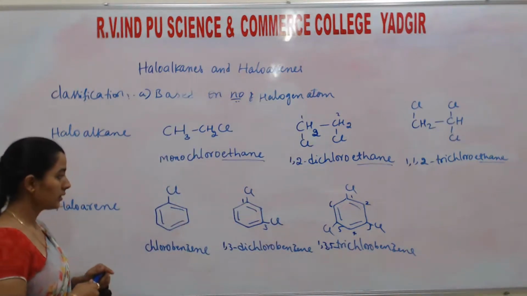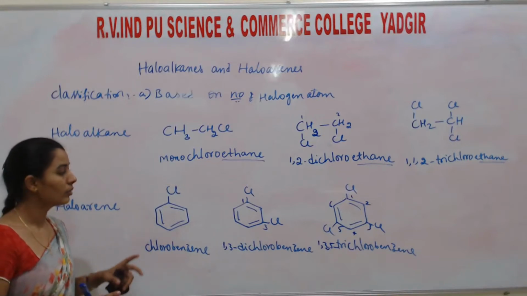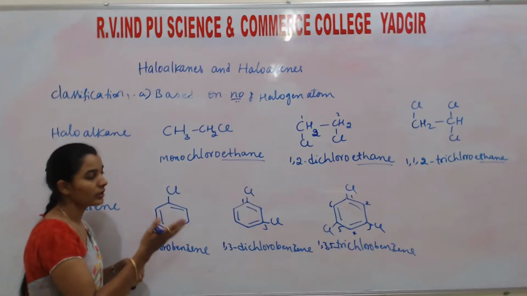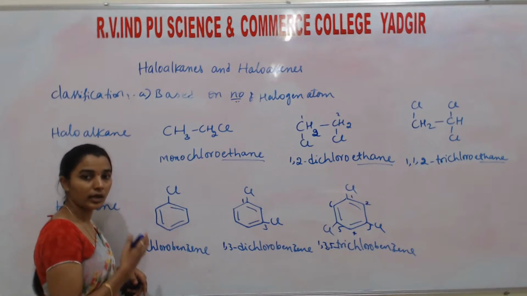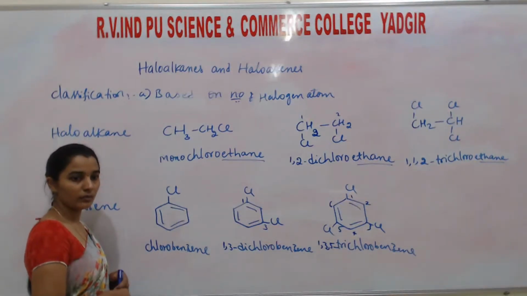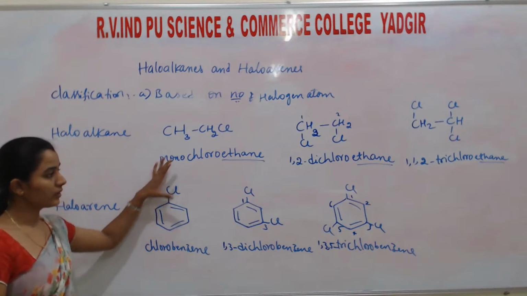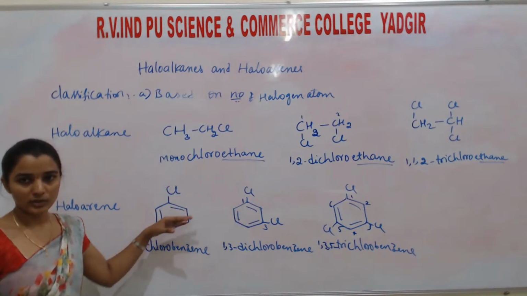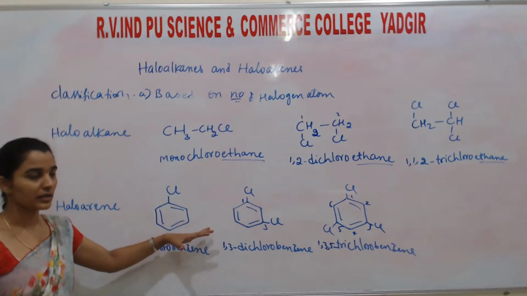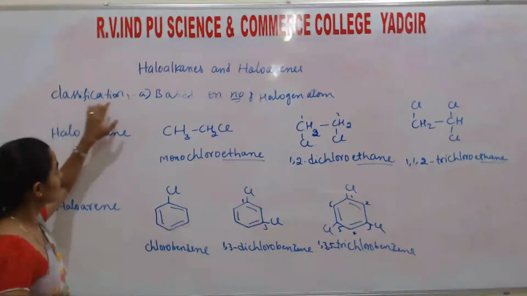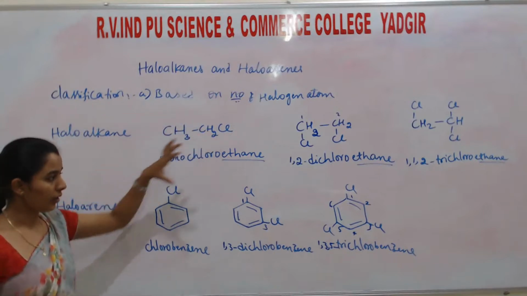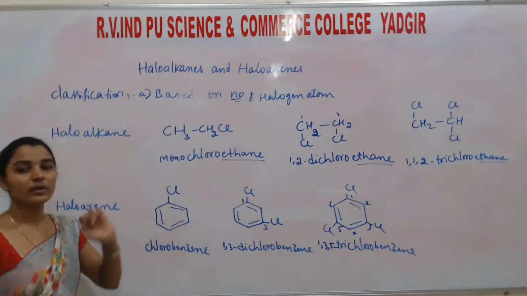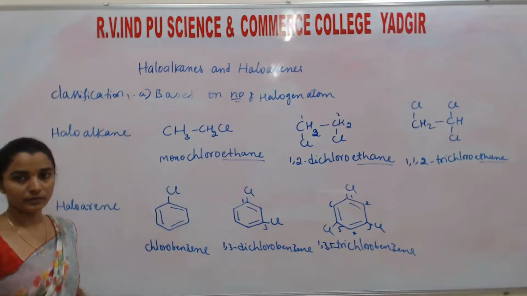Don't consider Cl only as the stable compound. I am using only Cl, okay. You can take Br also, you can take I also. Okay. So for your convenience, I take this so such a difference you can see easily. Okay, so this is classification based on the number of halogen atoms. This is classification of haloalkane. This is classification of haloarene. Okay.